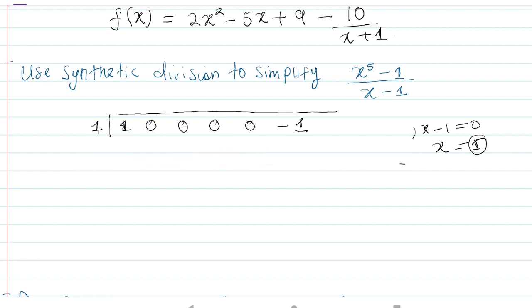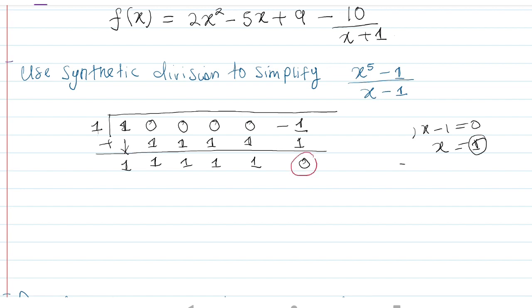Okay, next thing, we are going to drop this one, as I said earlier. Okay, then we are going to be adding. So 1 multiplied by 1 is 1. 0 plus 1, we have 1. We have 1 here again, and again down the row. 1 multiplied by 1 is 1. Negative 1 plus 1 is 0. So you can see here that the remainder is 0, meaning that x minus 1 is a factor of x to the power 5 minus 1.